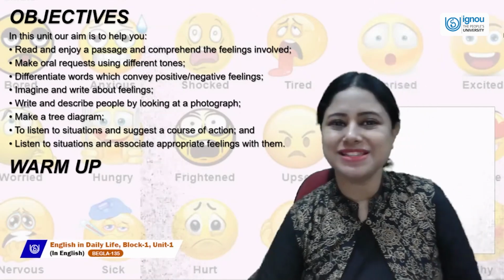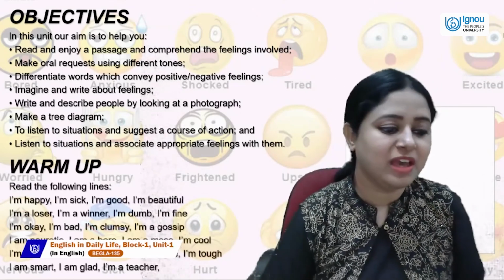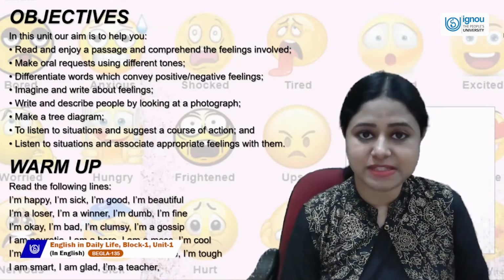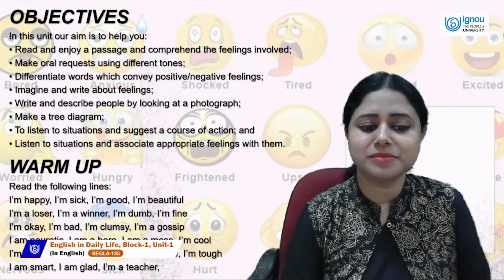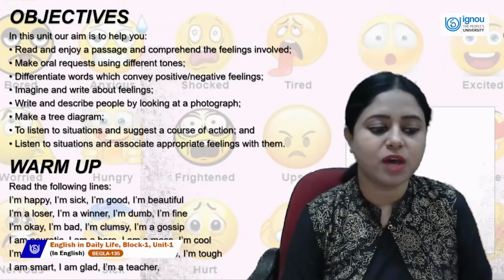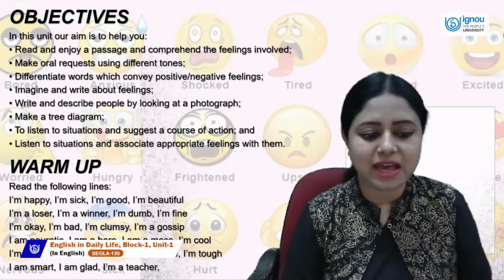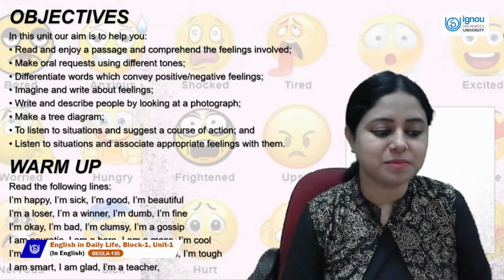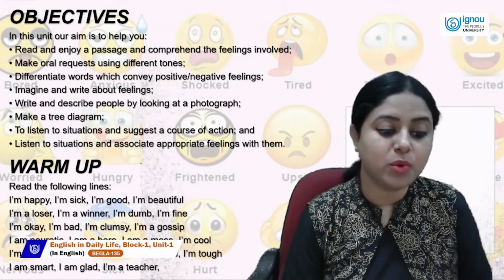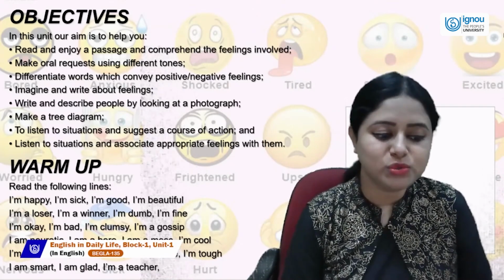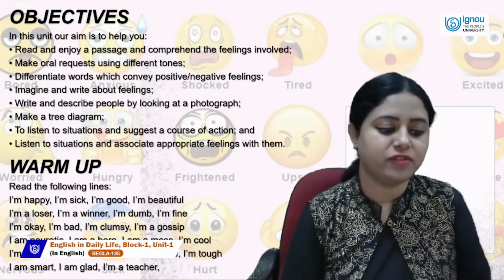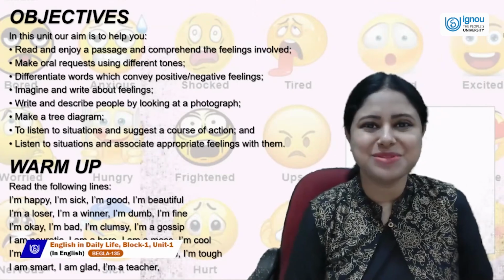Okay, so let's do a warm up session. Read these following lines: I'm happy, I'm sick, I'm good, I'm beautiful, I'm a loser, I'm a winner, I'm down, I'm fine, I'm okay, I'm bad, I'm clumsy, I'm a gossip, I'm a gossip monger, I'm neurotic, I'm a bore, I'm a mess, I'm cool, I'm successful, I'm a failure, I'm lovable, I'm tough, I'm smart, I'm glad, I'm a teacher.